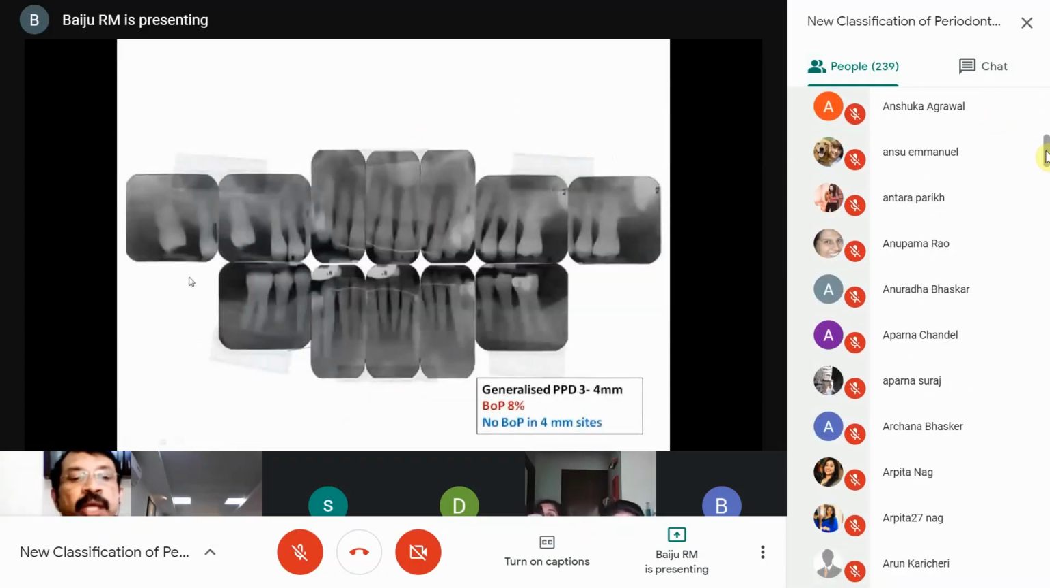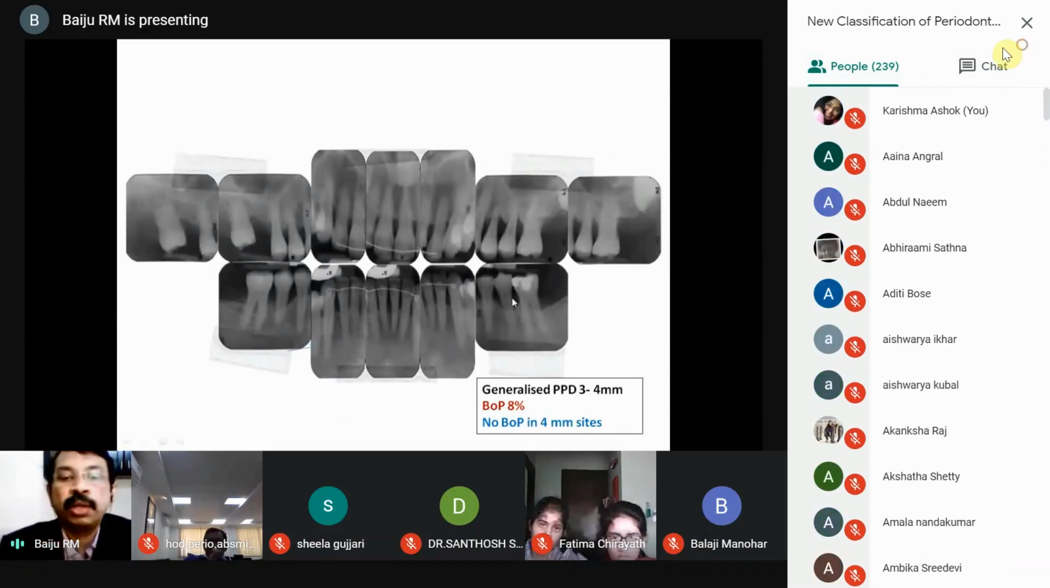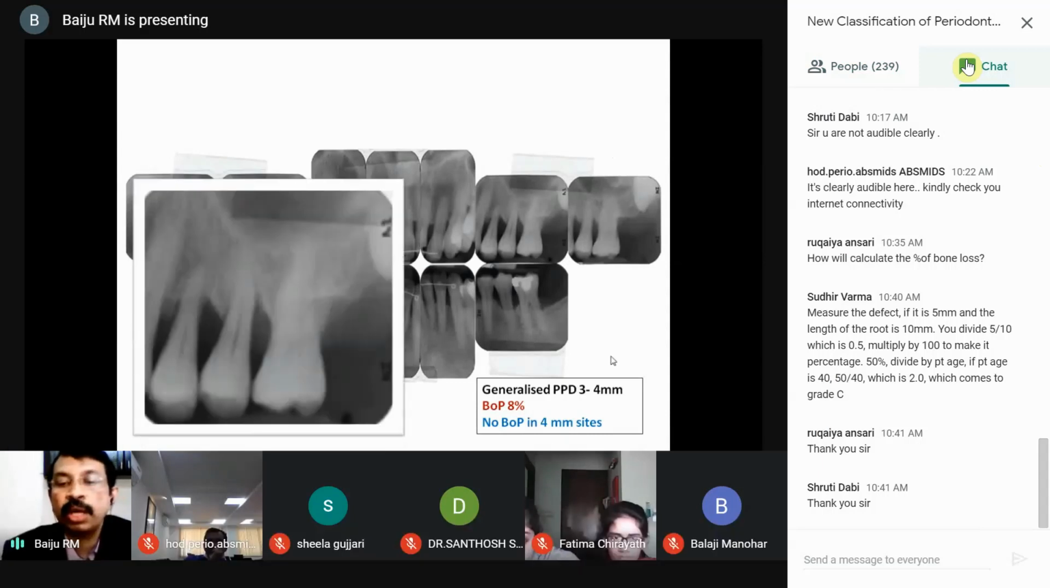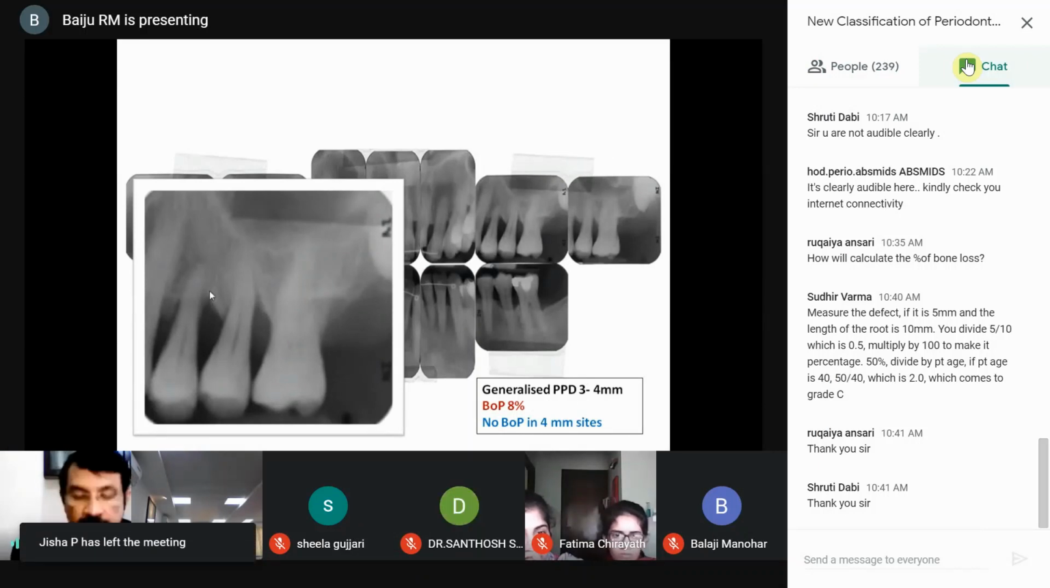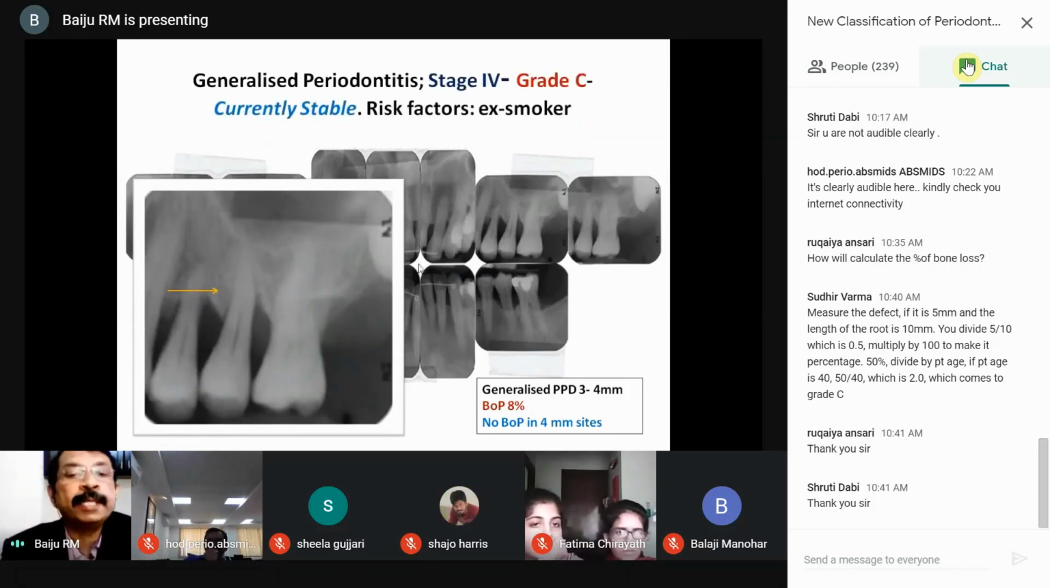So we again took the radiograph, a full mouth radiograph, since it is an analyzed case. We take a full mouth radiograph and assess the situation. In the box, you have the important findings. Now, this is the worst site in this patient, the upper left posteriors. We try to assess the percentage of bone loss. There is an infrabony defect, and it is going till the root apex. So it is the apical third.